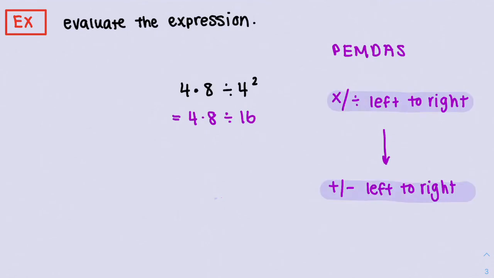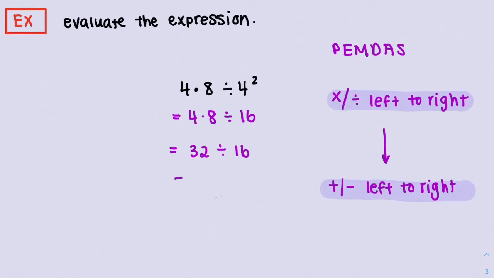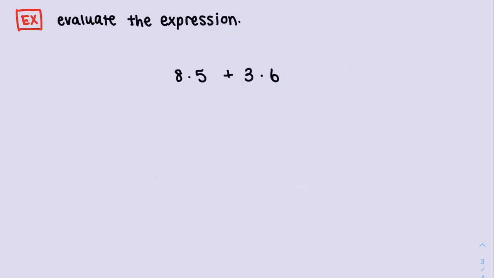In this case, that means we are going to do 4 times 8 first, giving us 32 divided by 16. Then we do the division of 32 divided by 16, and that gives us 2. We are on to our last example.